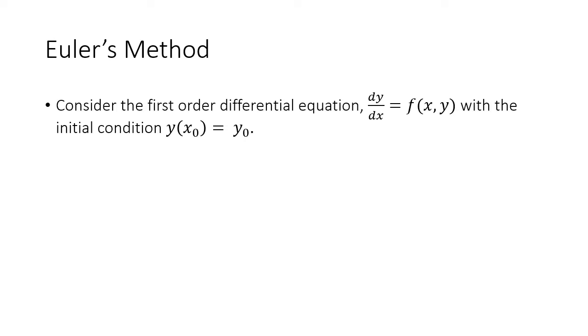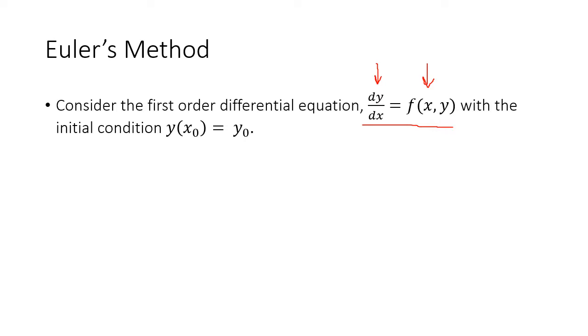So let us consider a first order differential equation. It's given here, and remember that we separate the terms. On one side we want the first derivative of y with respect to x, or the first derivative of the dependent variable with respect to the independent variable, and on the other side we have the function which consists of both the dependent variable and independent variable, which is y and x respectively.